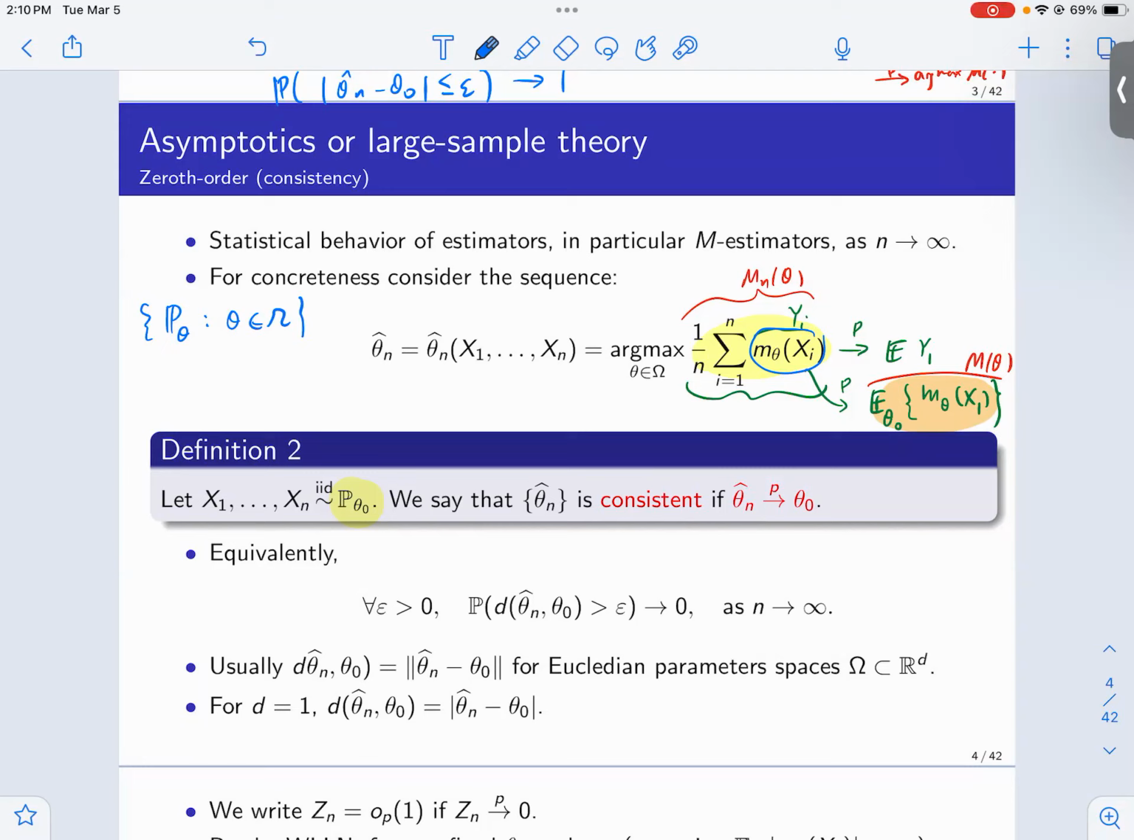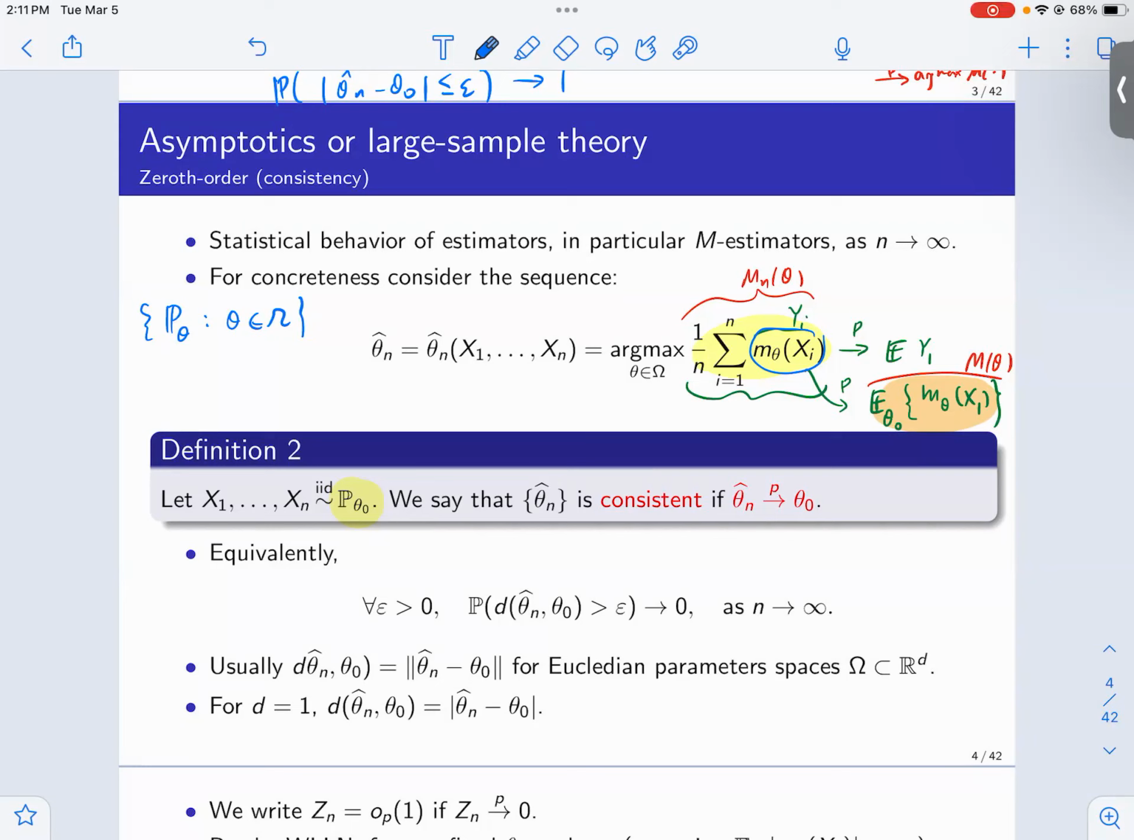In particular, for example, m_theta of X1 as a prototype of these random variables. If you take the expectation under the true parameter, now the law of all of these X_i's is the true law. So this will converge to the expectation of this random variable under the true distribution, which is the expectation under theta naught of m_theta of X1. Okay.